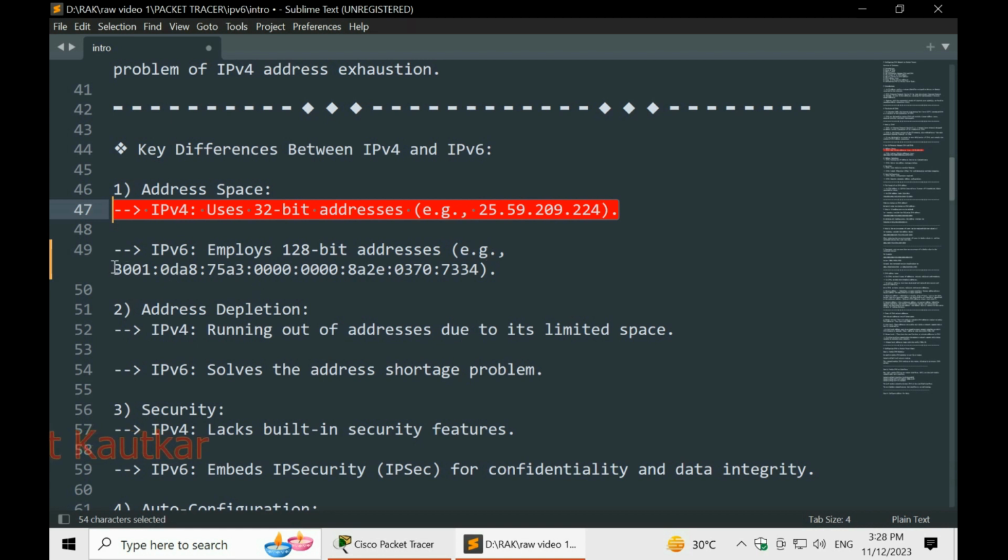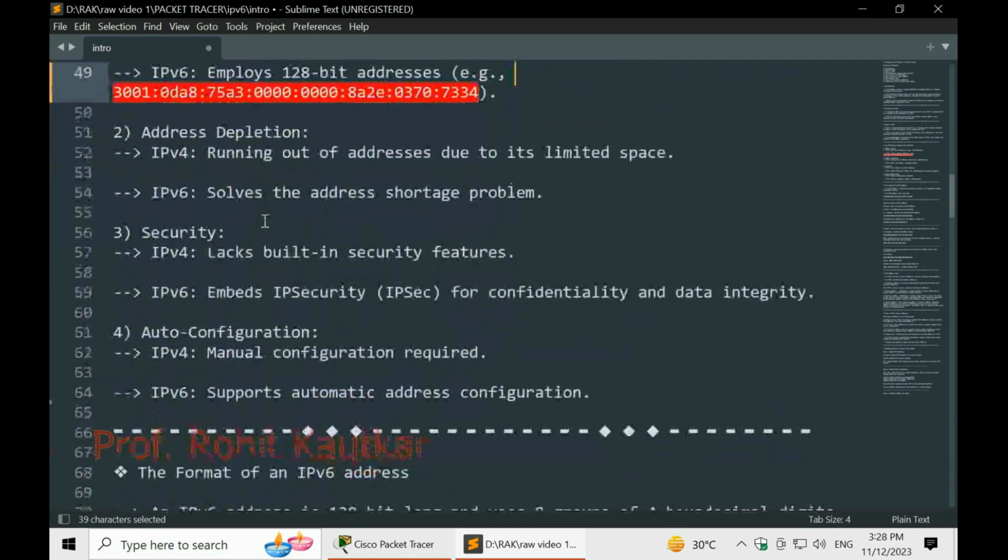And in the case of IPv6, you can see there are actually 8 groups of hexadecimal values, and in every group there are 4 hexadecimal digits. These groups are separated by colons. So there are 8 groups you can observe. This is how the addresses look in IPv4 and IPv6.